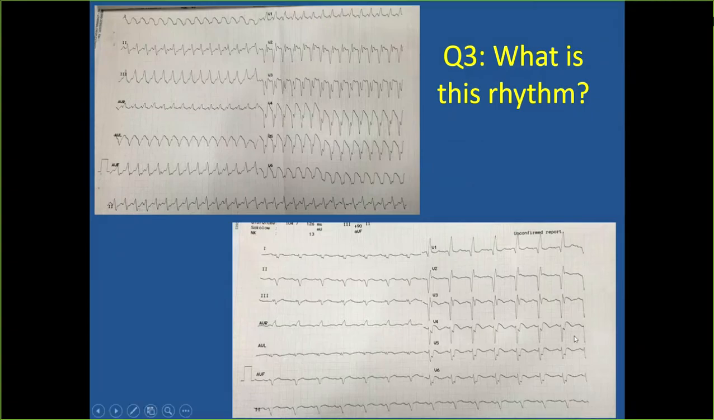Are they able to see the options? Is it a VT, because there is AV dissociation, there is axis shift, there's Q wave in sinus rhythm? Is it an SVT with a pre-existent right bundle branch block? Or is it a VT because of negative concordance? Or is it a left ventricular outflow tract VT because there is right bundle branch block with inferior axis? What is it?